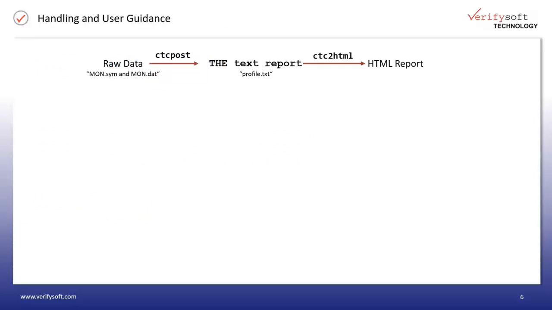This is the picture, the workflow of today with version 9. With the tool CTC Post, you generate a text report from the raw data, from the symbol and data file. And from this traditional text report, another tool, CTC to HTML, is generating the HTML report. And this workflow is replaced by a new workflow with CTC report. CTC report generates the HTML report directly from the raw data. So the text report is no longer needed for that purpose.